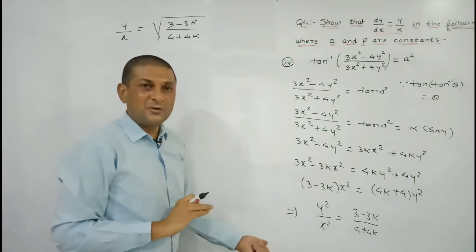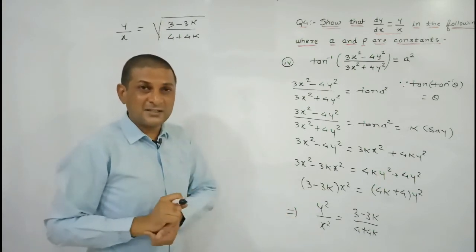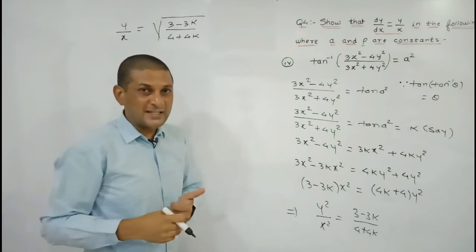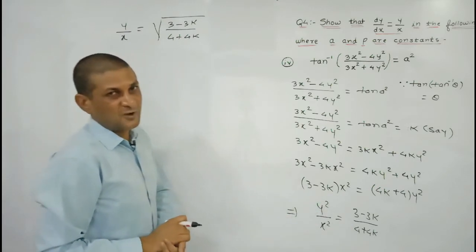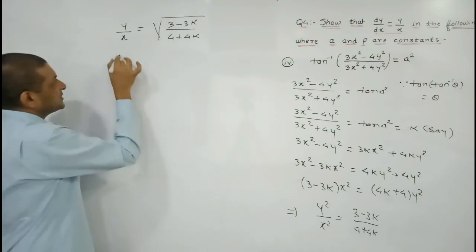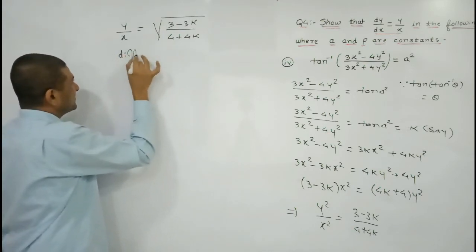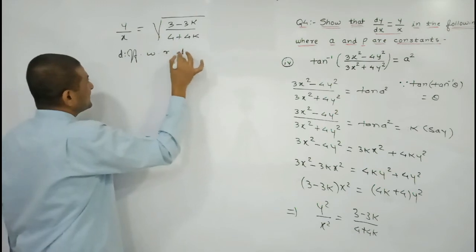Just we are trying to eliminate this power. अगर यहाँ पे power 3 होता था तो हम क्यूब रूट लेते थे, अगर 10 है तो 10th रूट लेते थे. As it stands, what is the power here? Square. So that's why we have taken square root on both sides. Now we are differentiating both sides with respect to x. So differentiate with respect to x.